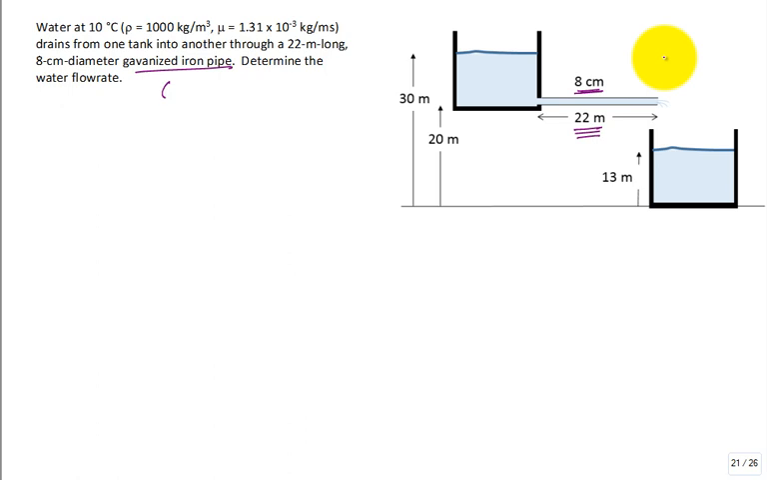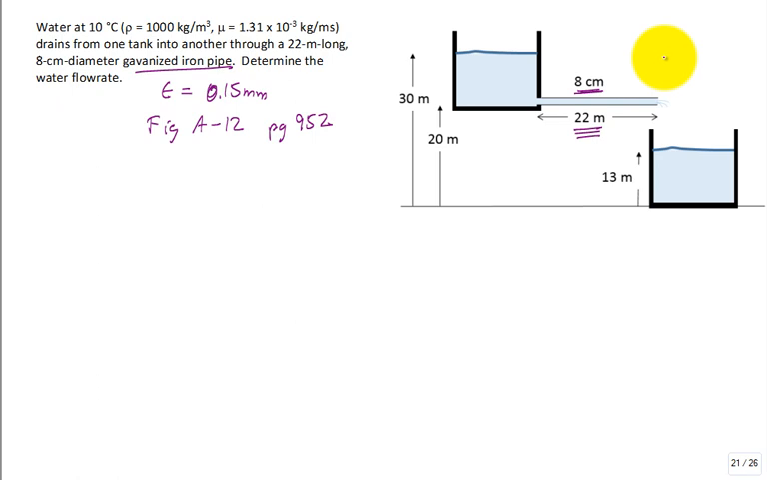What is the roughness for the galvanized iron pipe? Millimeter. That's why I picked it. 0.15 millimeter. Where is the Moody diagram in our textbook? Figure A12. My textbook has it on page 952. All right. Good question. What is the flow rate?